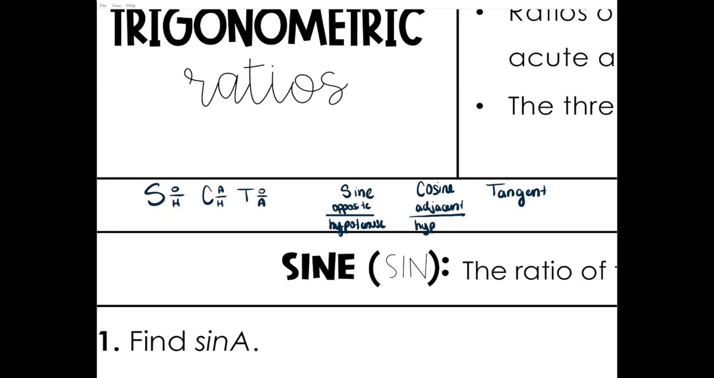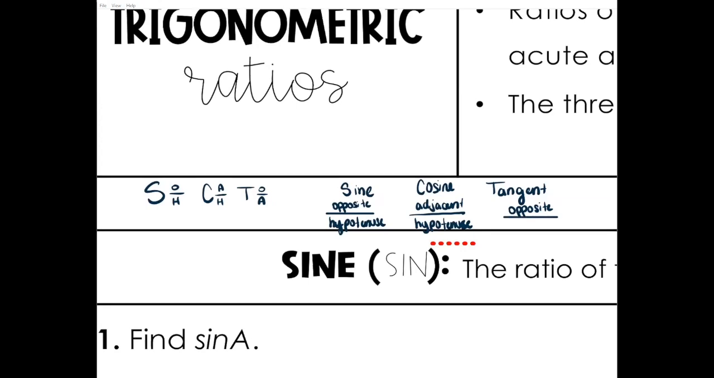And then now I'm sure you can figure out what tangent is, being O over A. Okay, tangent is opposite over adjacent.